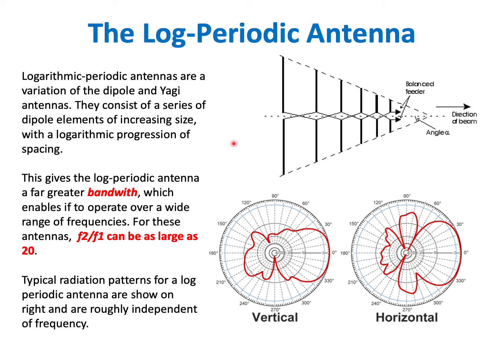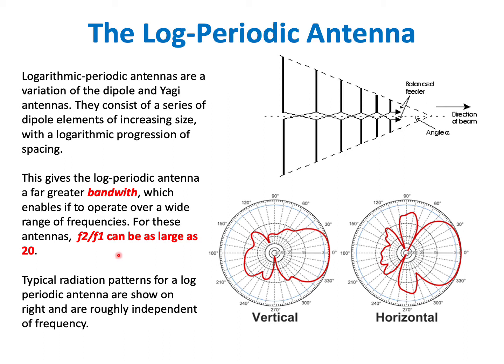So all of these things combined give you a very, very large bandwidth. So in the example I gave for the Yagi, I said it could observe between 400 and 800 megahertz, which would mean F2 over F1 would be 2. That's a bit of an exaggeration for a Yagi even, but for a log periodic, F2 over F1 can be as much as 20. For a Yagi, we'd be looking at maybe 1 or 2. So for a log periodic, your F2 over F1 can be a factor of 10 larger.